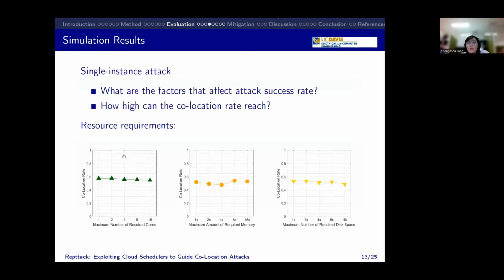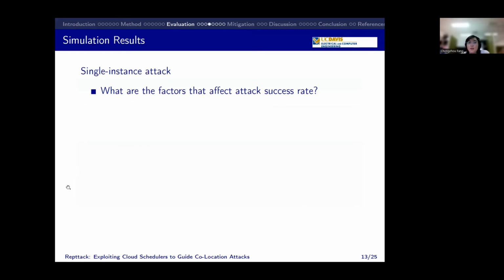Here come our results. First, we want to answer this question: what are the factors that can affect our success rate? We vary resources and affinity feature requirements of all users' submissions and try to see how the collocation rate will differ. Second, we want to know how high the collocation rate can reach in our heterogeneous cluster, since it indicates how successful our attack can be.